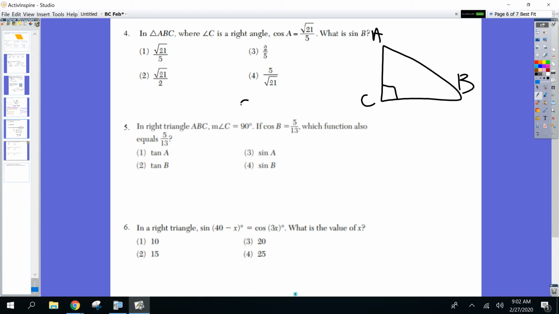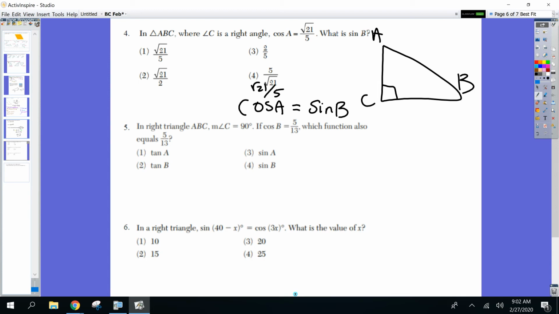What's the relationship between these two? We've already established A and B are complementary. They add to 90. So what's the relationship between these two? They're equal. So if one's radical 21 over 5, what's the other one? Look, cosine of A is radical 21 over 5. So what's got to be the sine of B?